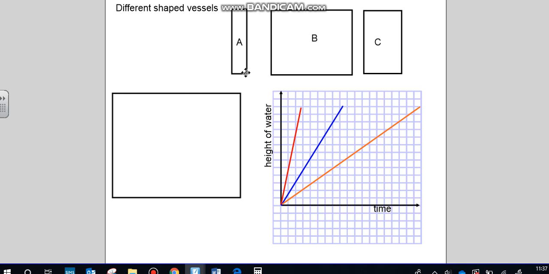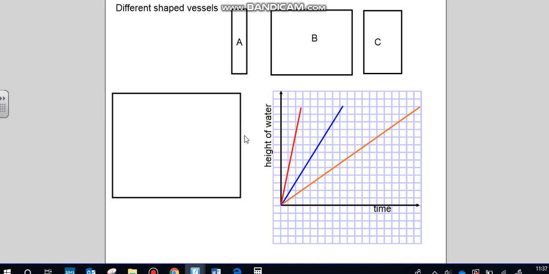This one is going to fill very, very quickly and be full much sooner than this one. This one will take a lot longer to fill and will fill much more slowly because it's got a bigger area at the bottom to fill. And this one will be in between.